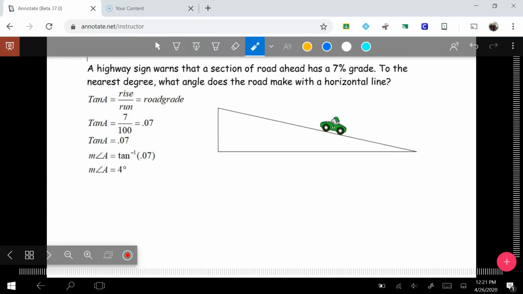So I have an example right here. It says a highway sign warns that a section of the road ahead has a 7% grade. That's actually very high, not normal. Okay, to the nearest degree, what angle does the road grade make? Okay, so that's rise over the run. So 7 over 100. You really don't have to express it that way because that's still the 7%. So really all you do is take the tangent of that in your calculator, and then that gives you the degree of the road. So the degree of the road is 4, which might not seem like a lot, but that's actually a pretty steep road. So pretty much when they give you a road grade, you can change it to a decimal, take the inverse tangent of it, and that gives you the angle of the road.